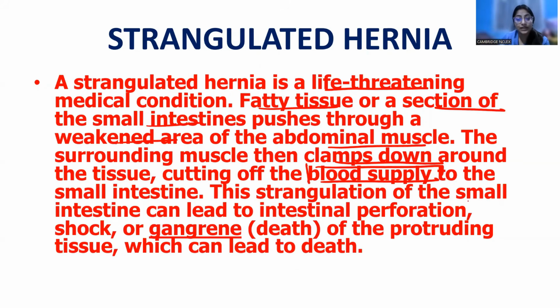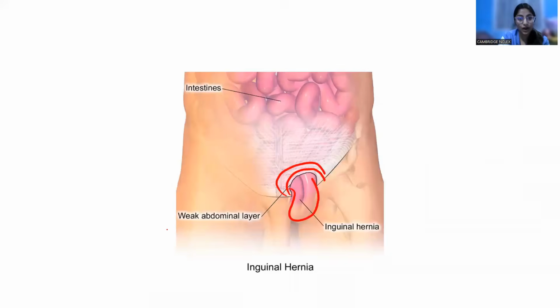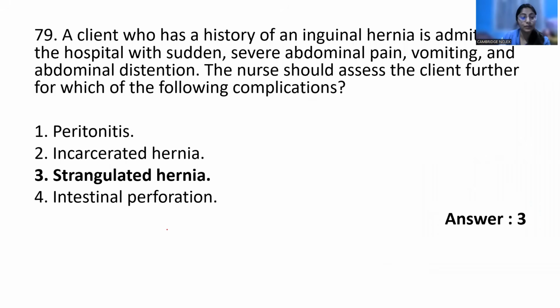Strangulation of the small intestine can lead to intestinal perforation, shock, or gangrene of the protruding tissue, all of which can be fatal. So we can clearly say here that we need to check for a strangulated hernia because this is a life-threatening situation. Now, talking about intestinal perforation, yes, it can happen here, but it's not the life-threatening situation. We need to assess the client's circulation, so option C is the correct answer.